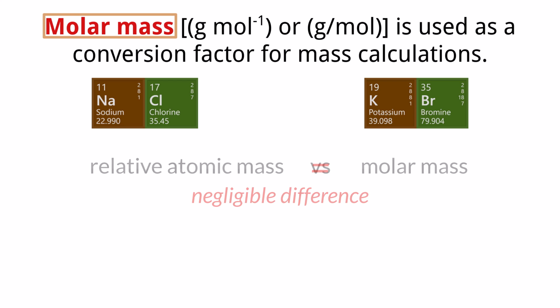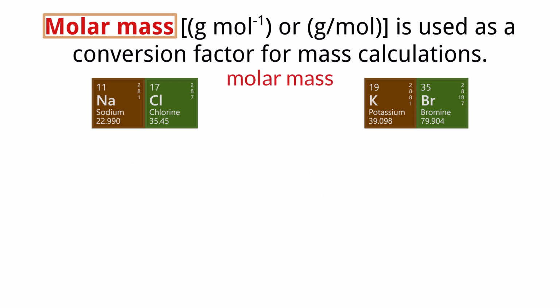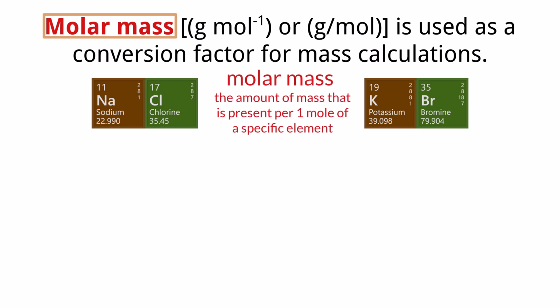Now, what exactly is molar mass? Molar mass is the amount of mass that is present per 1 mole of a specific element, which is expressed in units of grams per mole. We can use these molar mass values shown by the periodic table as conversion factors to convert between mass and moles of a substance. For example, if you are carrying out a lab that requires you to measure out 0.5 moles of NaCl, you likely don't have a measuring device that has units of moles.